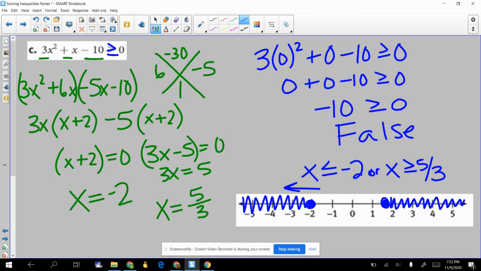Okay, so basically, if you test a middle point and it comes out true, you're going to shade that middle area, and it's going to be an AND problem. If you test a middle point and it comes out false, you're going to shade the outer regions, and it's going to be an OR problem.